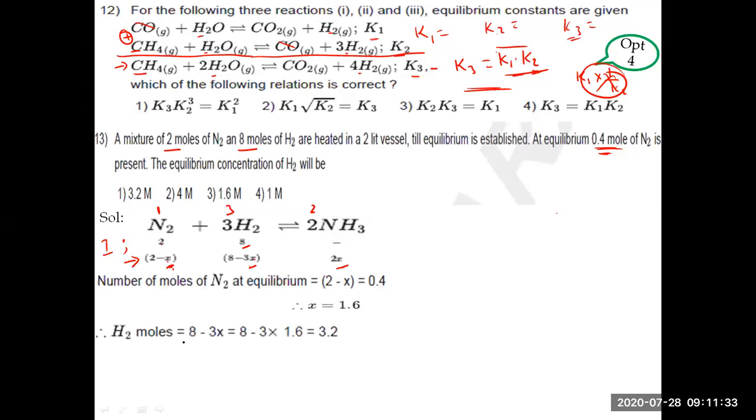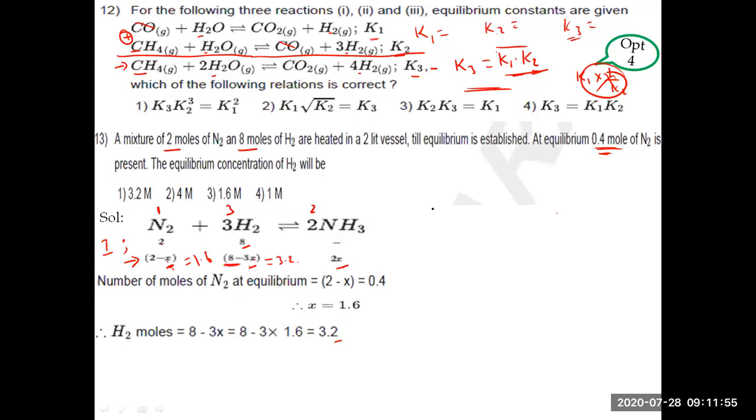Now, H2 moles at equilibrium. How much is H2 mole? 8 minus 3X. X we have found out. So 8 minus 3 into 1.6 is 4.8. It becomes 3.2. Am I right? So number of moles of H2 at equilibrium is 3.2 moles. And this, 2 minus X, is 1.6 moles.